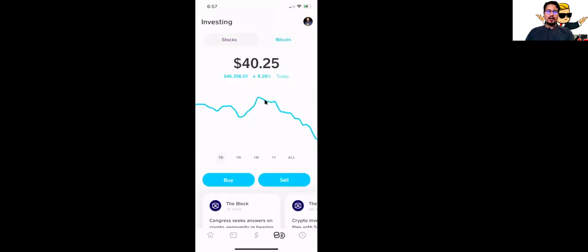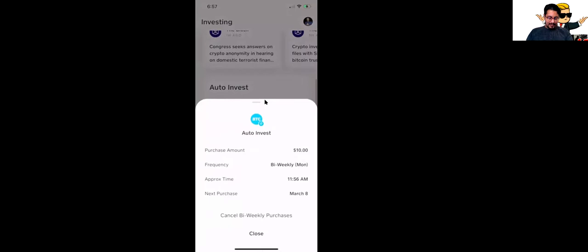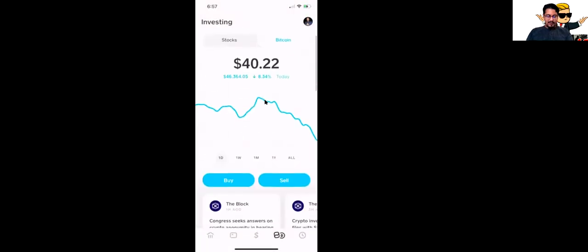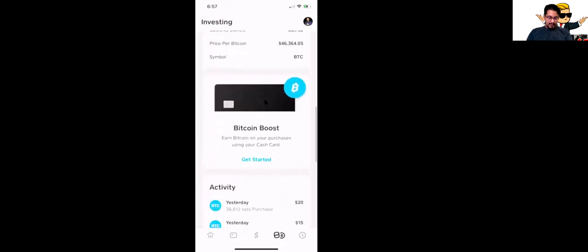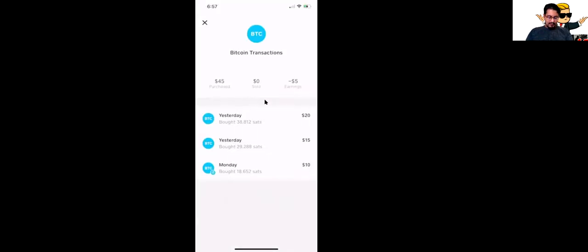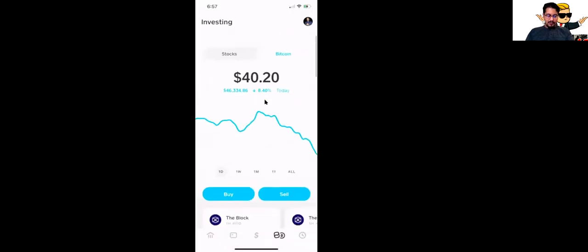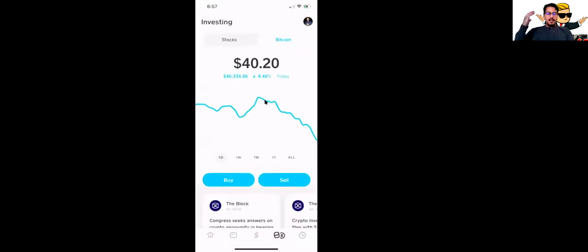Oh no, here's the Bitcoin that I own on my Cash App. Right now I have it on auto invest. I invest $10 every two weeks, so every other Monday, and my next purchase is going to be March 8th. I've also bought some more on my own. I bought $20 yesterday, 15 the other day, and Monday I got 10. So I have $40 worth of Bitcoin. Hopefully all this stuff makes sense, guys.